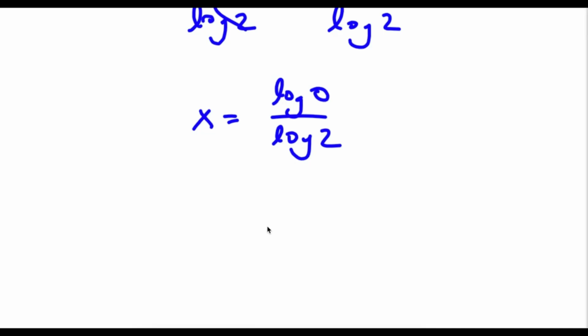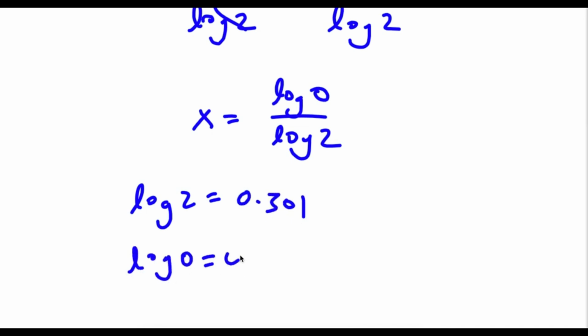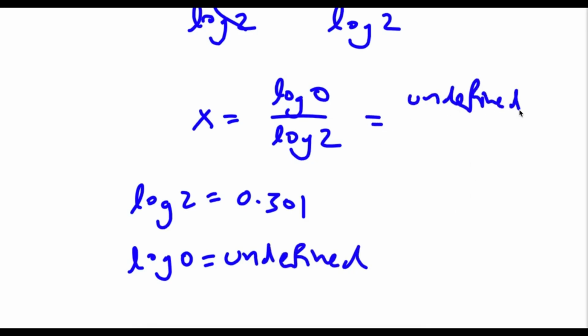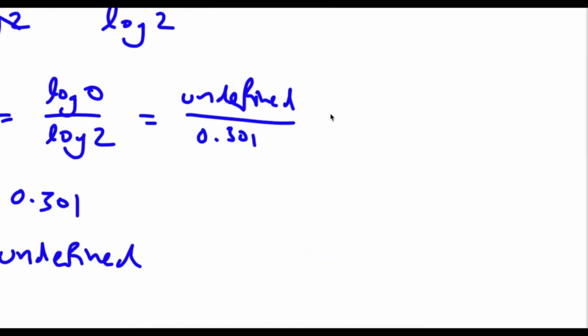Now, log 2 is equal to 0.301, and log 0 is actually undefined. So now I have undefined over 0.301. And this means that our answer is undefined, because you can't divide undefined over 0.301.